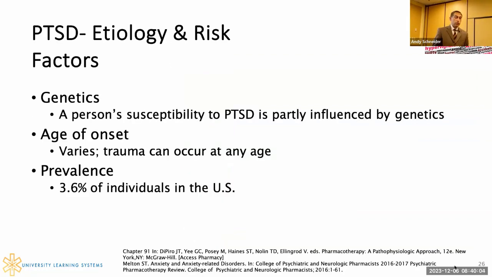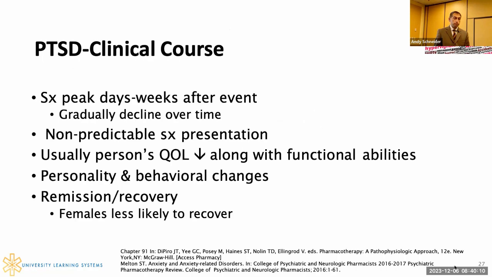Genetics as well. PTSD can occur really at any age, just depending on when that stressor occurred. Clinical course is really unpredictable. It usually just decreases patients' quality of life, and females are less likely to recover, mostly because of the lack of support.